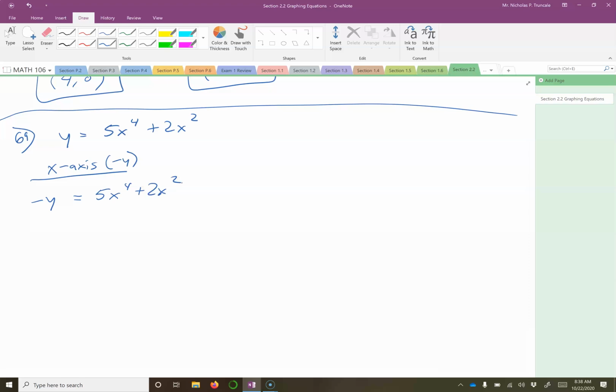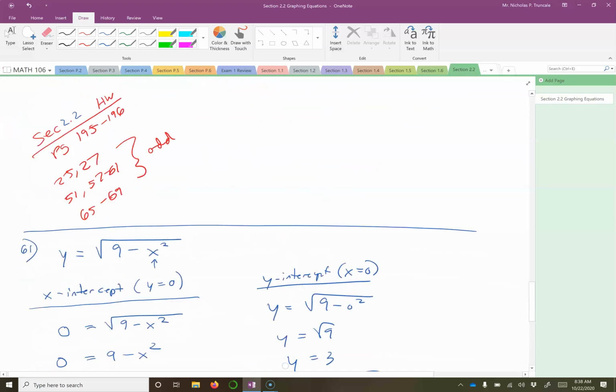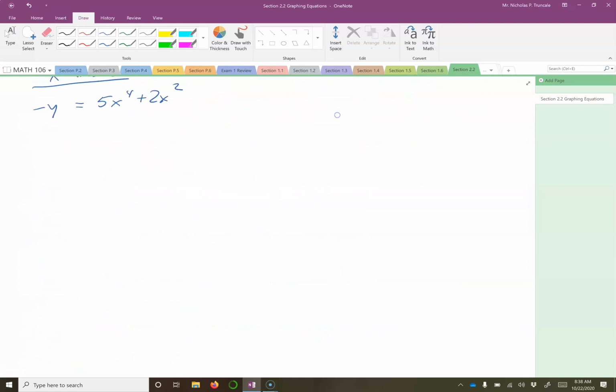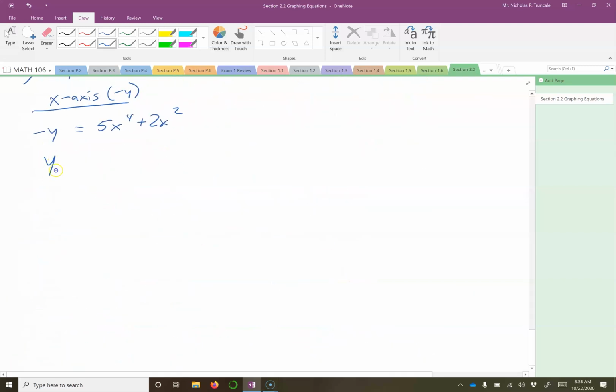So what's the easiest way to make a negative y positive? Wouldn't it be just multiplying everything by negative 1? Right, that'll make y positive again. But we have to multiply everything in the equation by negative 1. So by doing that, all we get is y equals negative 5x to the fourth minus 2x squared.